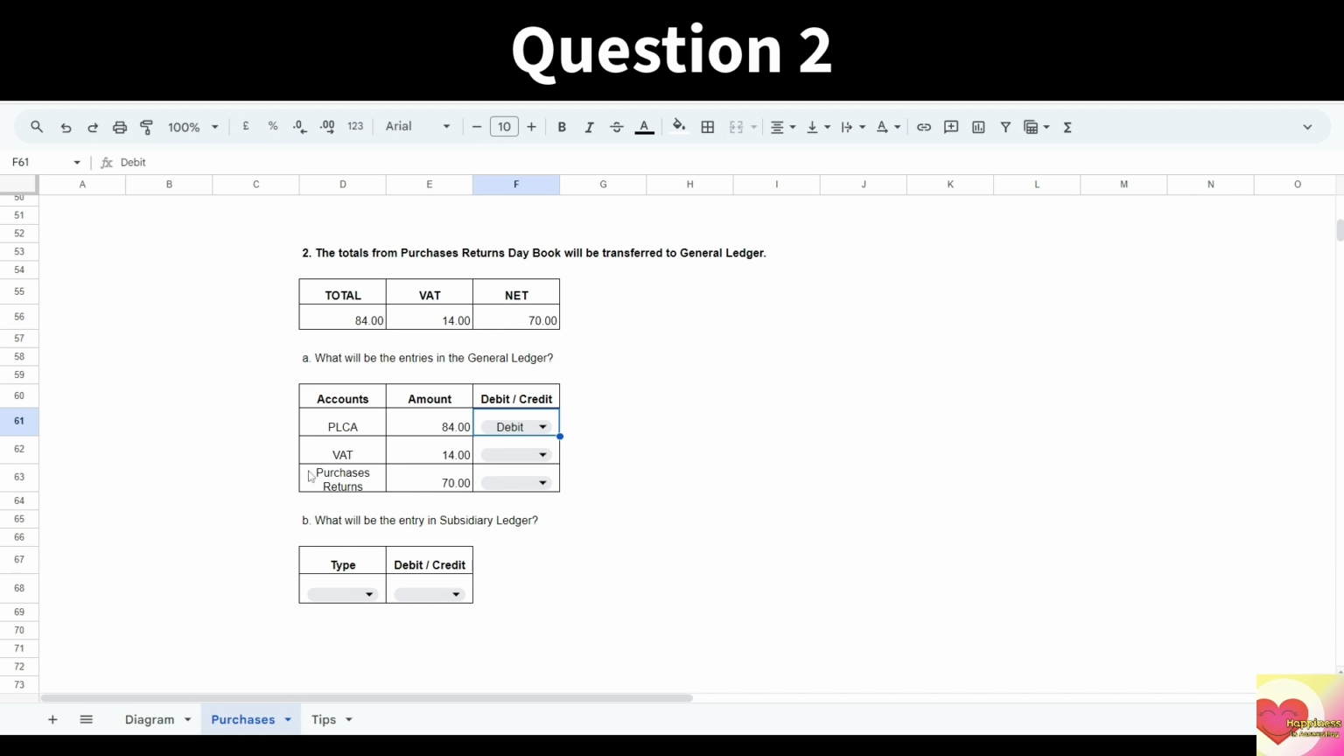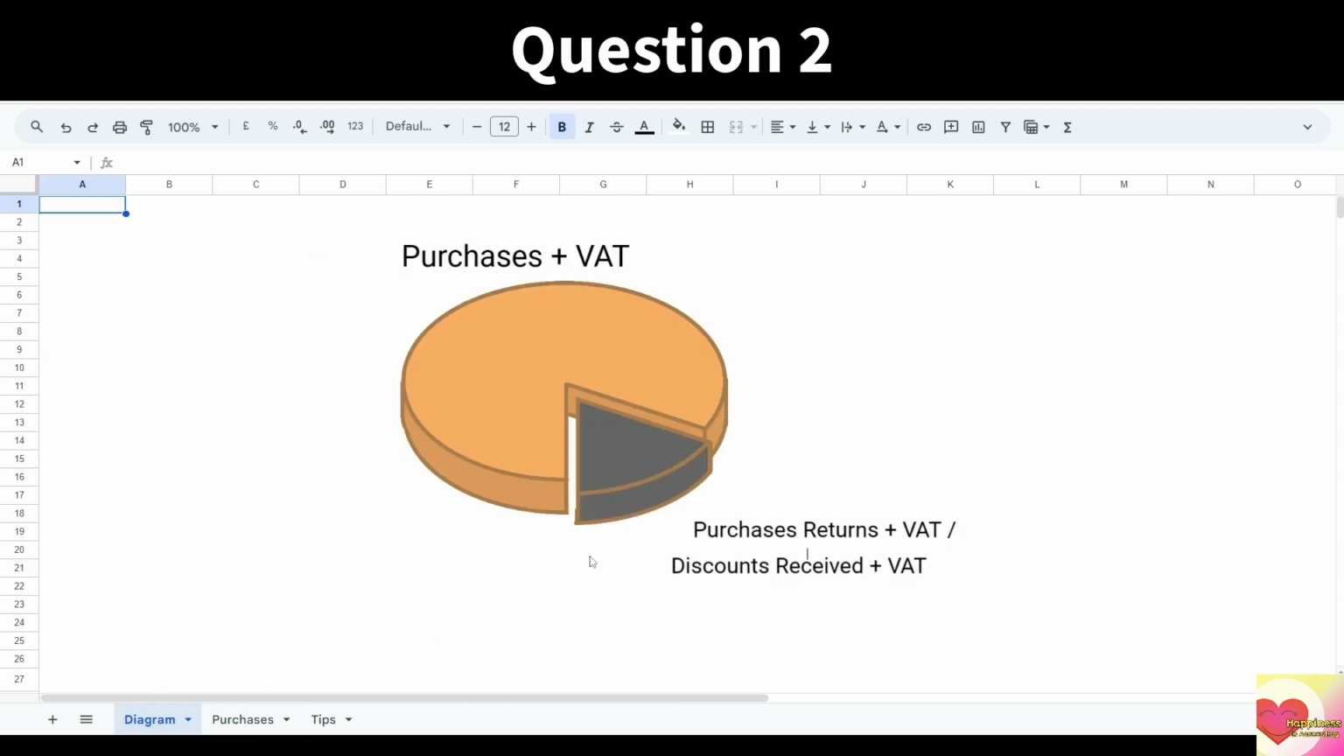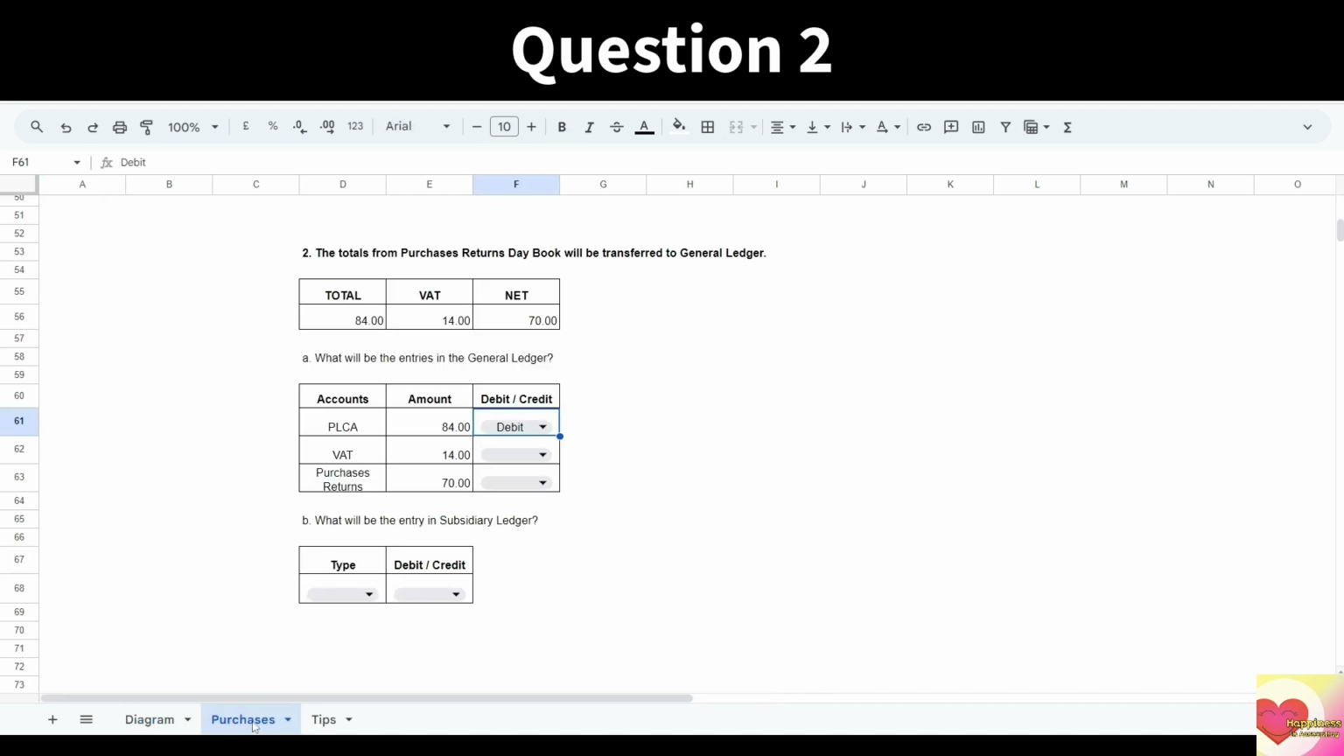Now let's analyze the purchases returns next. Looking back to our diagram, the purchases return is here, and its effect to our purchases is it decreases our purchases, which is an expense. When an expense increases, it goes to debit, but the purchases returns decreases our expense, so it goes to credit.